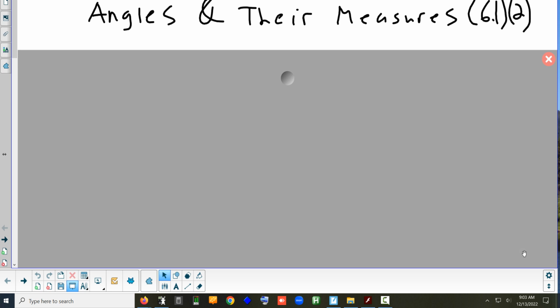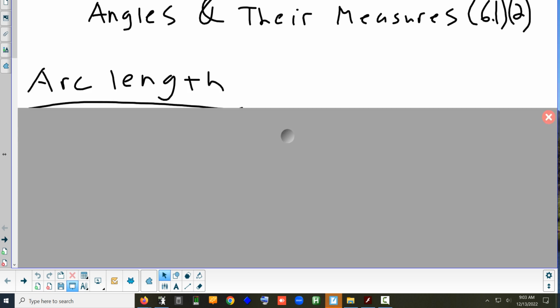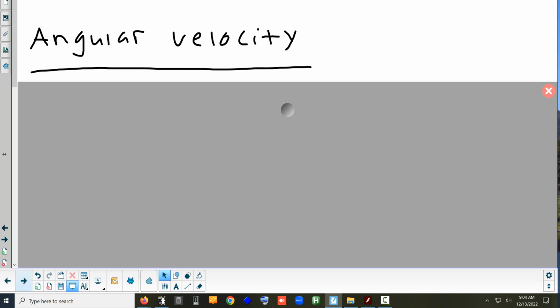Okay, so today we're going to finish up 6.1, and then we'll take a look at part of 6.2. All right, so first thing we're going to look at in 6.1 is called arc length. And the last thing we're going to look at is angular velocity. So those are the two things we're going to finish up first.